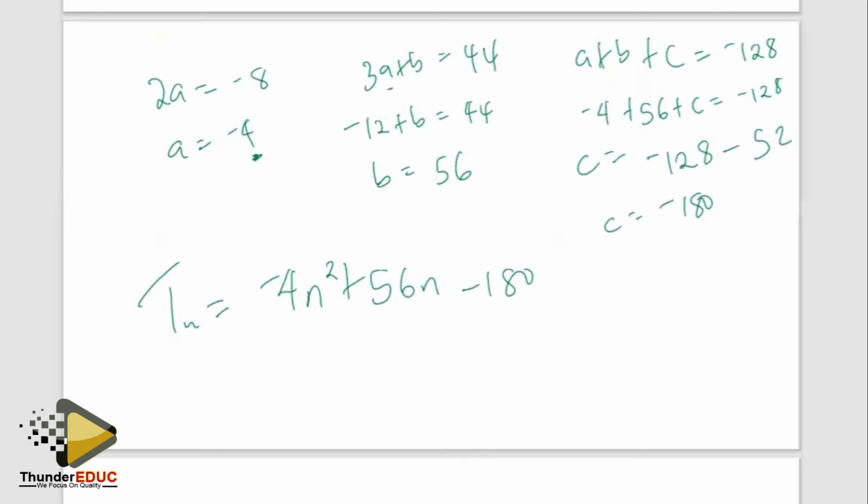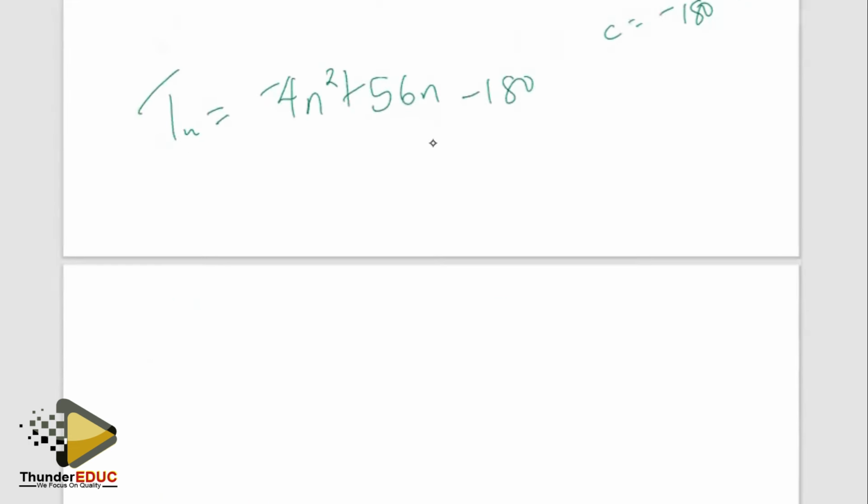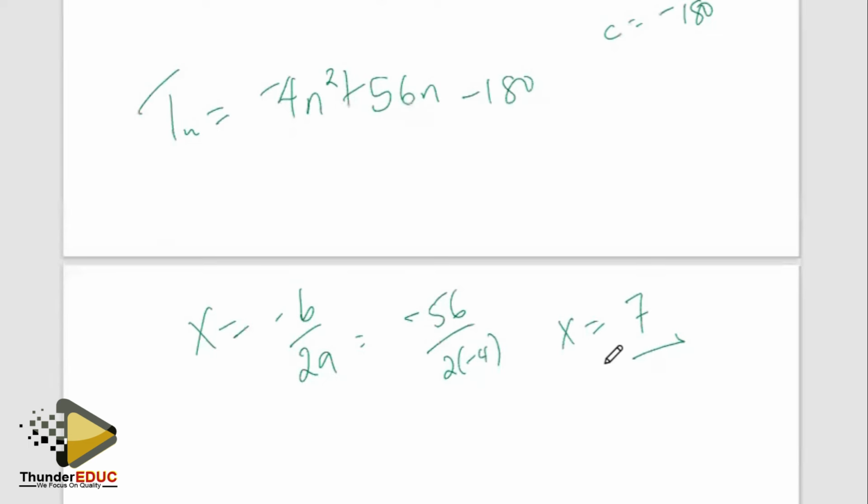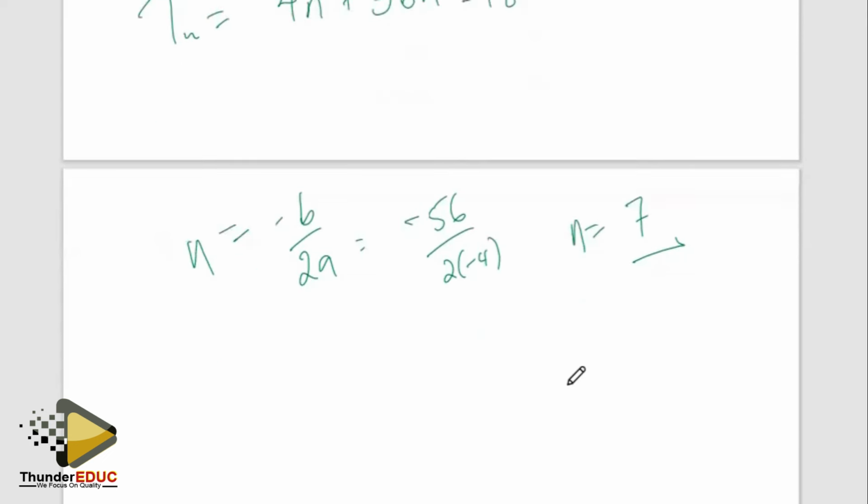So for us to get the biggest number, use x is equal to negative b over 2a. So that's negative 56 over 2 times negative 4. So where do we find the biggest number? It's at a point where x is 7. But in this case, since our variable is n, I think it's better if we stick to n. Term number 7 is going to be the biggest.